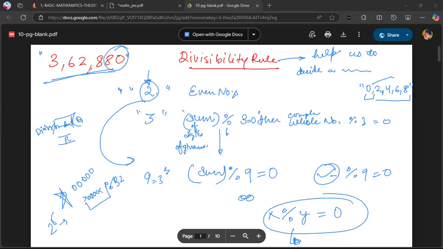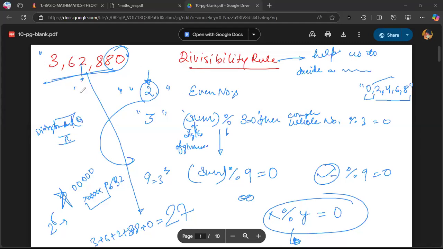Okay, let's check about 9. When we have summed the digits, what was the sum? What was the result? What is the sum? 27, was it? Yeah. So when 27 is divided by 9, it is getting completely divided, right? Yes, sir. Yeah. So it will also be divided by 9.